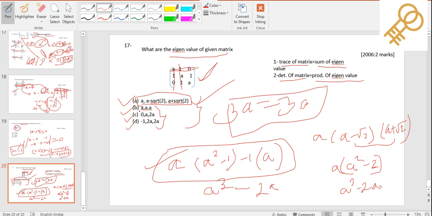If you have a doubt that B may be the option, now check: a is 3, so the sum of the eigenvalues will be 3, right? And the sum of the diagonal elements is also 3, so the first condition is satisfied. But as you can see, the second condition is not satisfied, because the product will be a cube minus 2a and this is not the determinant of the given matrix, so this will not be the correct option. So option A is the correct option.